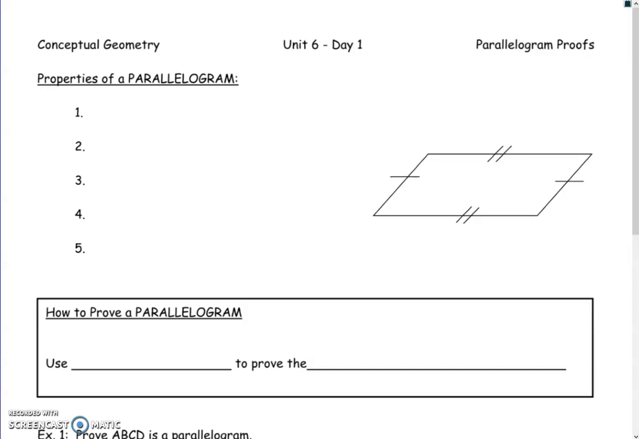All right, properties of parallelogram. First of all, from unit, I think it was unit 4, properties of parallelogram, number 1, opposite sides are parallel, hence the name, parallelogram.